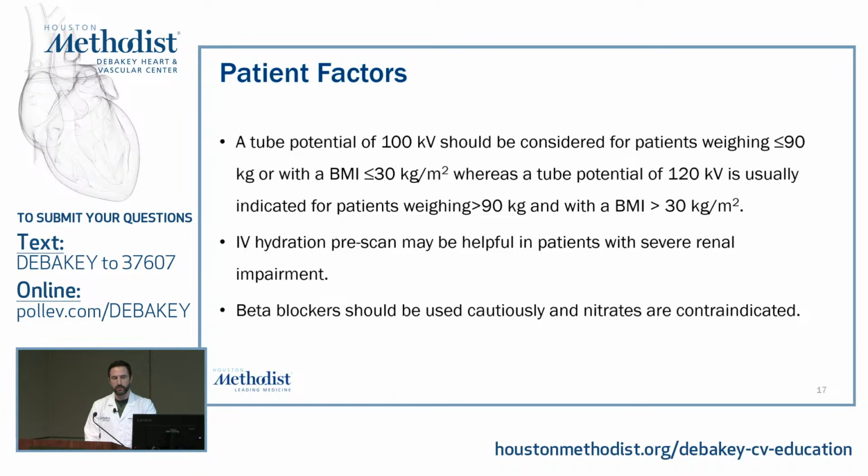IV hydration before the scan can be helpful in patients with severe renal impairment. Beta blockers should be used judiciously. As you know, with severe AS, beta blockers should be used very cautiously because you don't want to decompensate them. And nitrates, of course, are contraindicated, right? So as you know, when we're doing CTA for coronary arteries, commonly we will always give nitrates, right, to open up the coronaries. So assessment of coronary arteries in TAVR cases can be a little bit difficult because we're not giving nitrates or beta blockers.